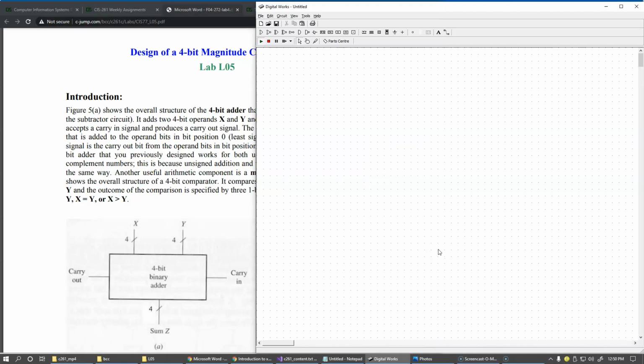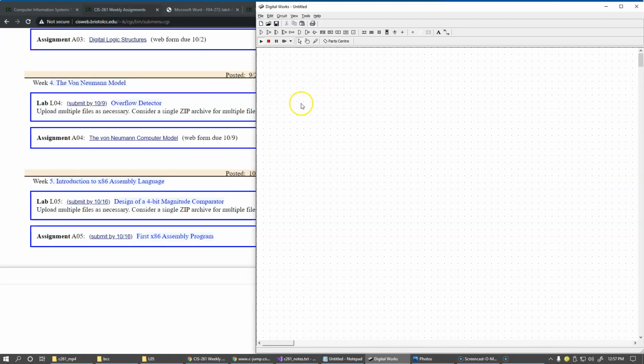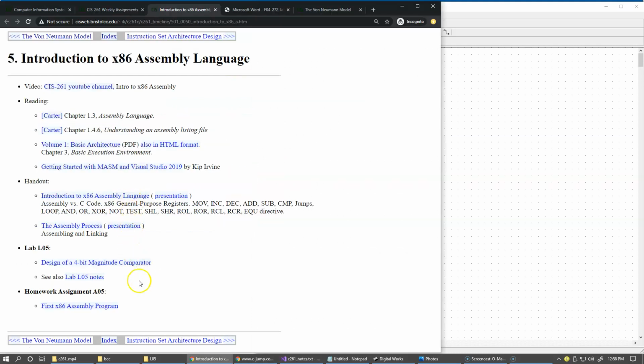I have already opened my DigitalWorks environment, and I want you to follow my steps and submit all circuits that you built during this exercise, and this will be your target to complete this laboratory exercise, which is laboratory 5. Prior to the comparator design, let's take a look at some ideas that we could use. I have some notes posted here on this week's set of topics, and these notes are specific to this circuit design.